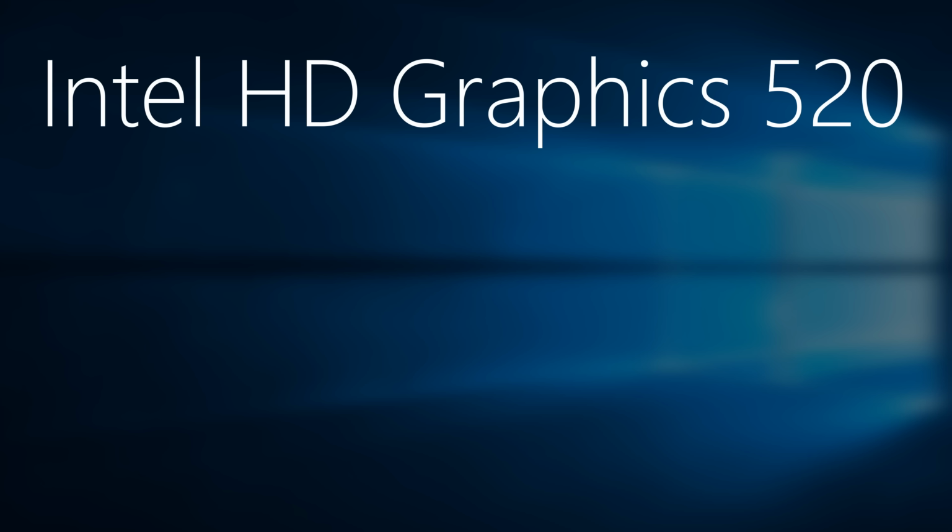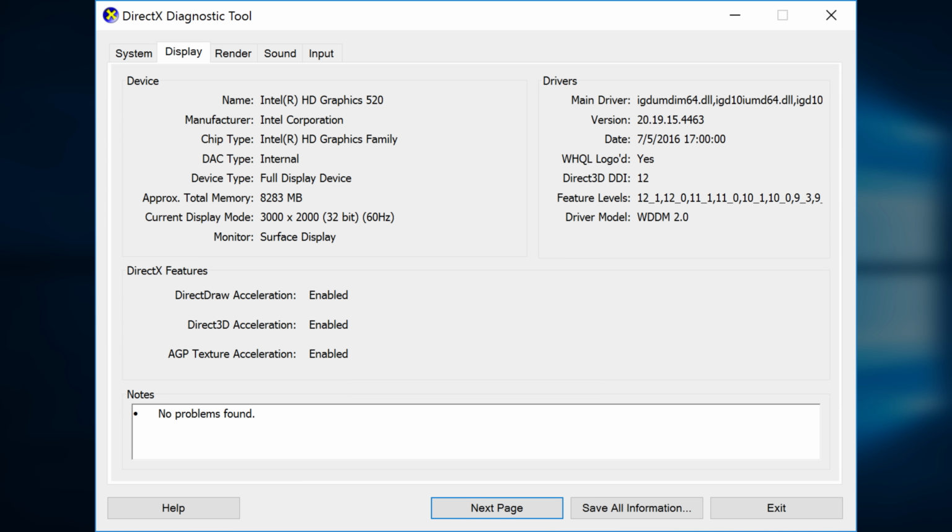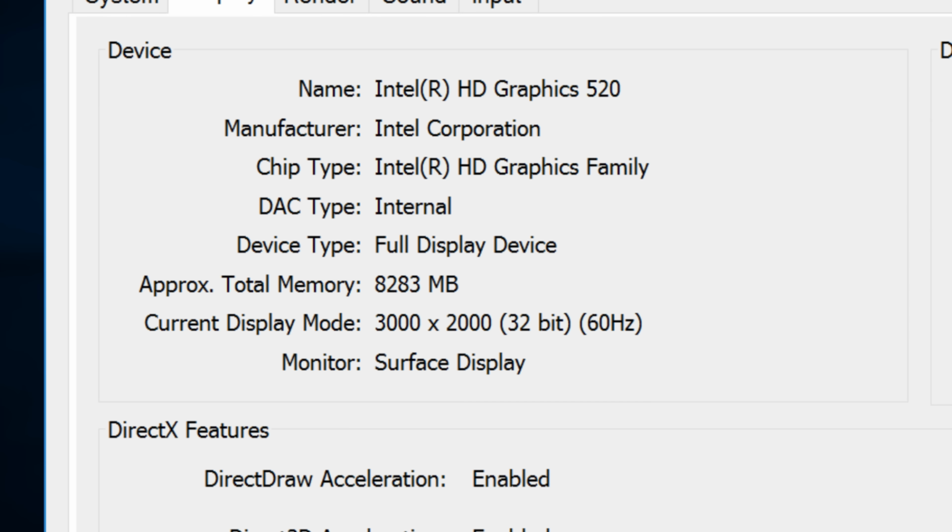Alongside that Intel CPU will be your integrated graphics processing unit, the Intel HD Graphics 520. When running the DirectX diagnostic test, it shows that the approximate available graphics memory for the Surface Book's integrated graphics is 8,283 megabytes, which is a little bit more than 8 gigabytes. That should sound a little bit questionable when you consider the type of GPU this is. This little GPU is a fairly strong chip, but there's no way it could have that much memory. So what does it actually have?